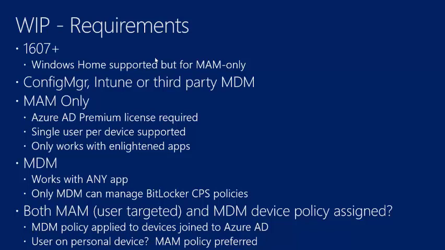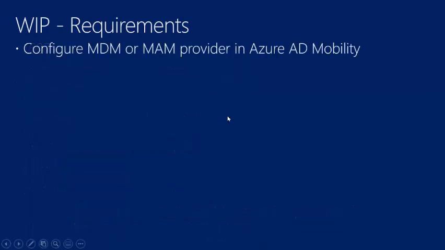And one note, only MDM can actually manage the BitLocker, that should be CSP, but either way, policies. So both MAM, which is user targeted, and MDM device policy can be assigned. You can apply MAM, user targeted policy, or MDM, device targeted policy in Windows Information Protection. If you're using MDM policy, it's going to be applied to devices joined to Azure AD. If you have a user on their personal device, then perhaps MAM policy would be preferred. So either of those.